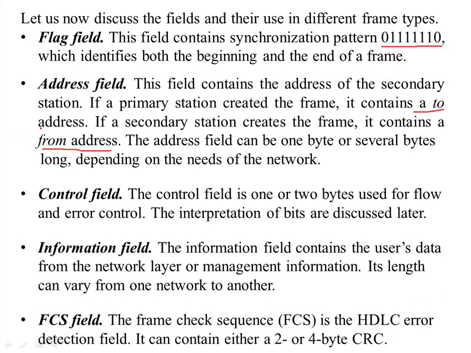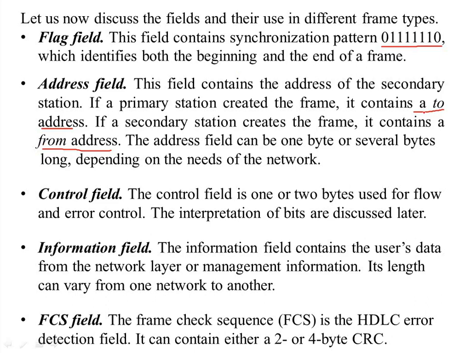Now consider that the primary station creates the frame, so the address is a to address. It is just like when I send a letter to someone, on the envelope I write the address to. And whenever the receiver sends the information, it sends the address from. This is the response from so and so.